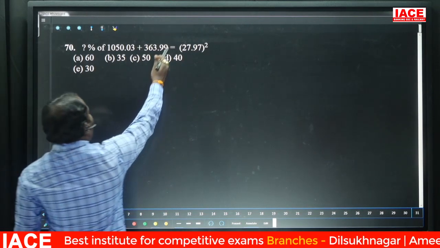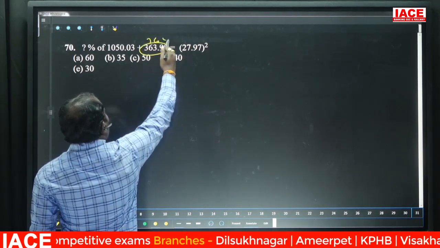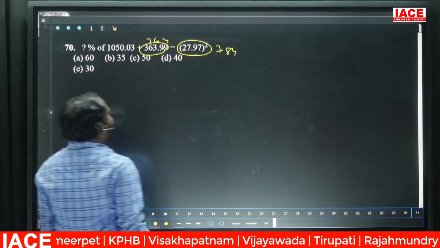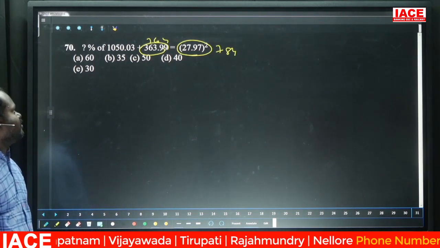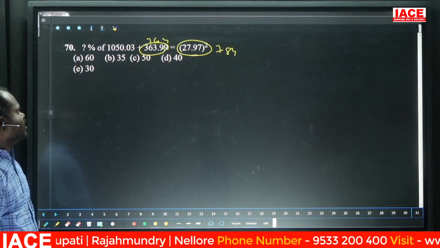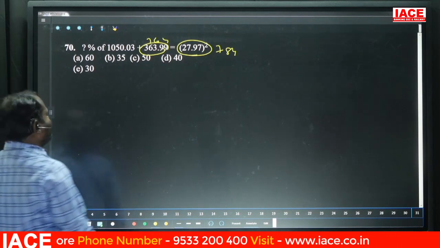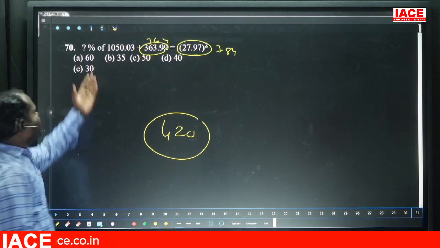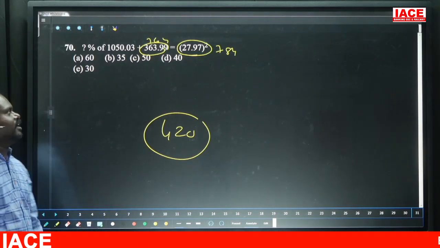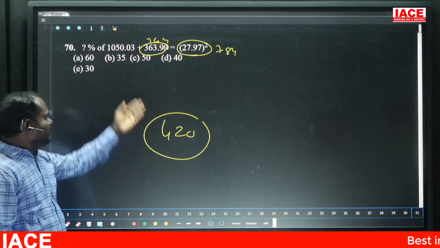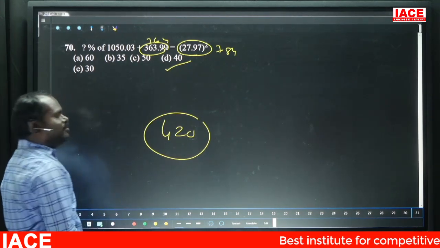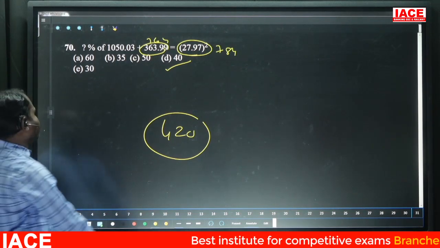Make it as 364. 28 square is 784. 784 minus 78 minus 36, 240 to 420. So we have to get 420. So among that, which percent equals 420? 10% is 105. For 105, 4 times, obviously 40 percentage. 10% is 105, 4 times is 40%.